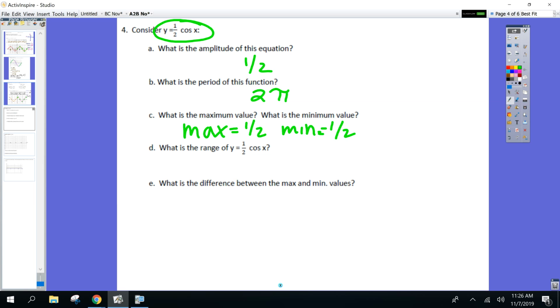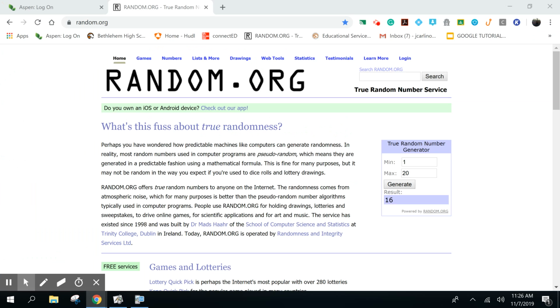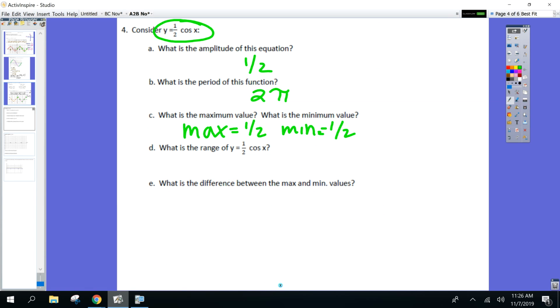All right, good. What's the range then? What's the range for 1/2 cosine x? Yep. It's not going to go anywhere past those values.